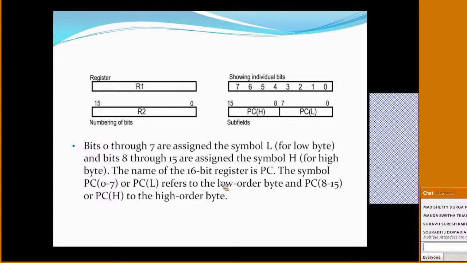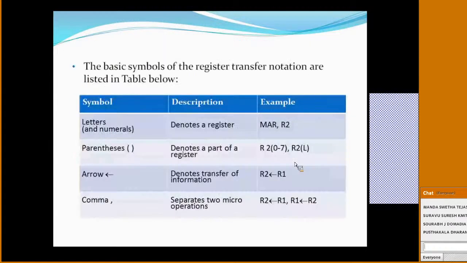Here, this arrow mark is used to represent the transfer of information. Whenever you want to specify more than one register transfer, you will use a comma symbol. R1's data is moved to R2, comma, R2's data is moved to R1. That means swapping of R1 and R2's data, right? You will use parenthesis symbols when you want to specify a part of a register. These are the ways of representing the registers and the register transfer language.